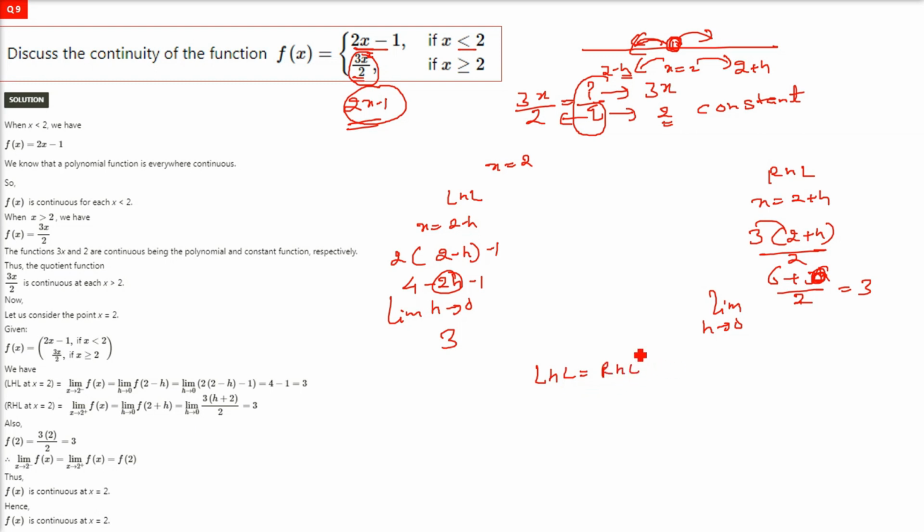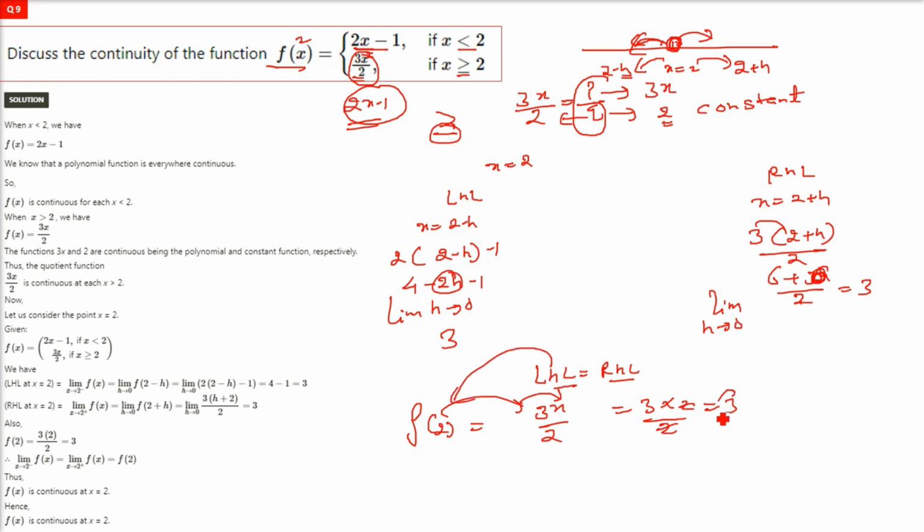So continuity is there. We have to add one more thing here: the value of the function at 2. What is the value of the function at 2? So f(2) is going to be 3 multiplied by 2 divided by 2. That is, put the value of x equals 2 in 3x by 2. That is the value of the function at x equals 2. So it is going to be 3 again. So the left hand limit, right hand limit, and the value of the function at 2 are equal. So f(x) is continuous at x equals 2.